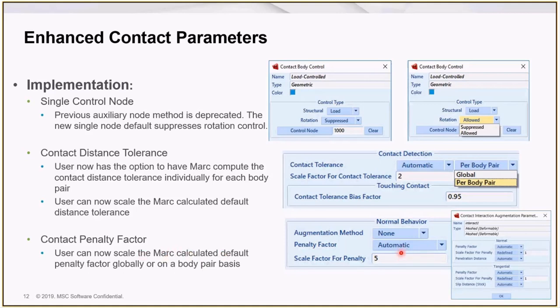As I mentioned, you can now scale it. If you scale it in the normal behavior, it's a scale factor that's applied to every body pair. But especially with contact penalty factor, we knew that sometimes it's just a single body pair they have to adjust. So now you can do it on a per body pair basis as well in terms of the contact penalty factor. So you can see in both cases, we're trying to do things that deal with the variations that people see in their real models.